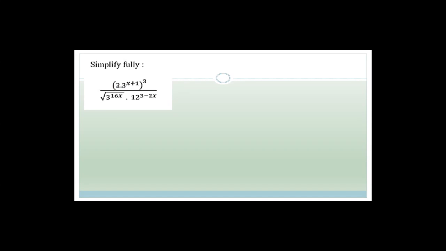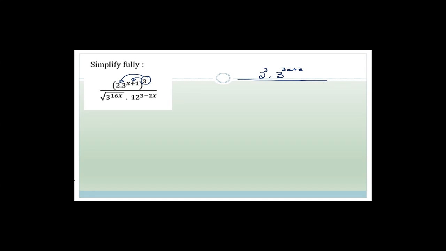Okay, so I think the first thing we should do is break up this bracket. What do you think? So let's do that. This 3 applies to everything in the bracket. It applies to the 2 and it applies to the 3, right? So that becomes 2 to the 3 times 3 to the 3x plus 3 all over.